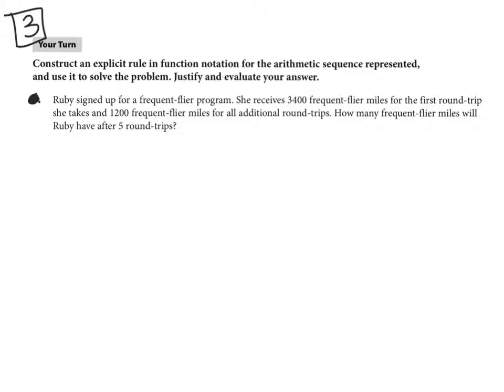All right, last example. Again, we'll follow the directions here. We want to know the explicit rule, and we're going to use it to solve the problem. So Ruby signed up for a frequent flyer program. She receives 34,000 frequent flyer miles for the first round trip. All right, so if I were taking notes, you may not want to write down the whole problem, but I would at least do a bullet point and write down that first piece of information. And then she has 1,200 frequent flyer miles for all additional round trips. Okay, how many frequent flyer miles will she have after 5 round trips?